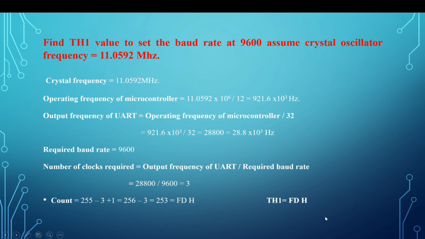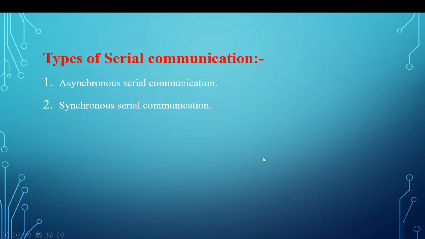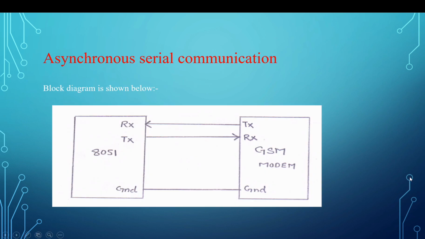Now there are two types of serial communication: asynchronous serial communication and synchronous serial communication. In asynchronous serial communication, the transmitter and receiver are both operating at the same baud rate. Before communication, we set them to operate at the same baud rate. Both have their own frequency source, an oscillator, which may have the same frequency or a different frequency.